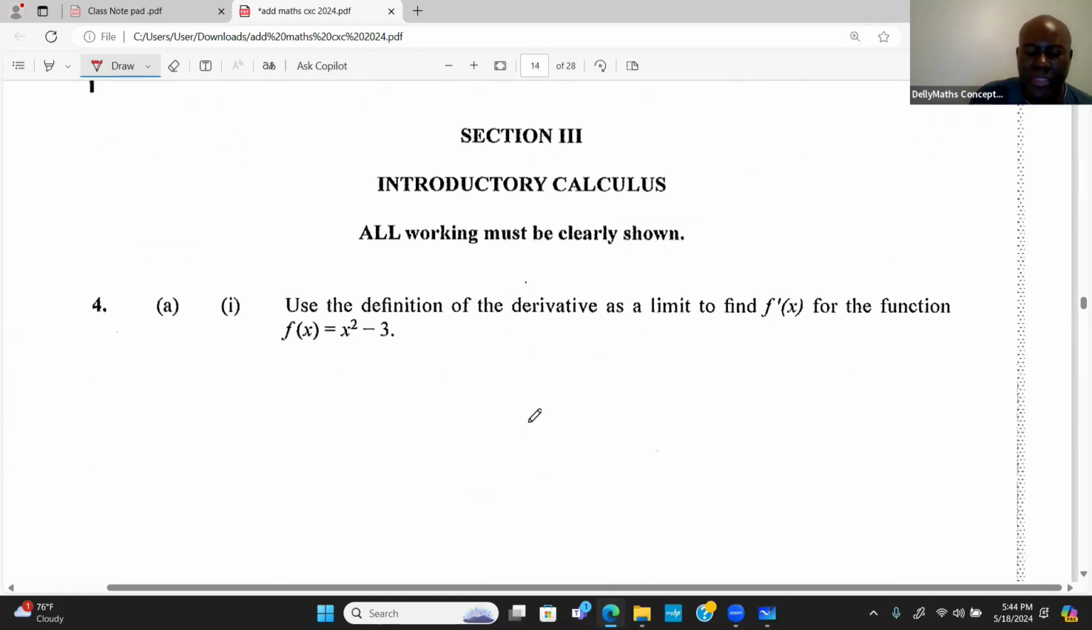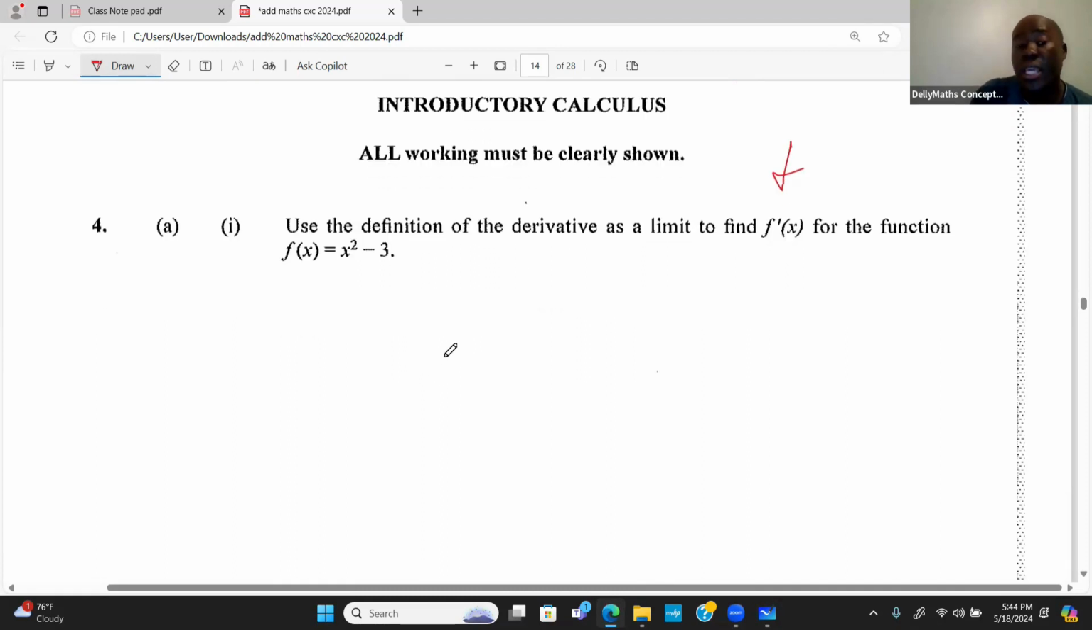We're winding down. We're in the calculus, well, introduction to calculus anyway, section. So this part says here, using the definition of the derivative as a limit, find the derivative of the function f of x equals x squared minus 3. We know that this answer is actually 2x, but we're going to have to use first principle to determine that. What is the idea behind first principle?